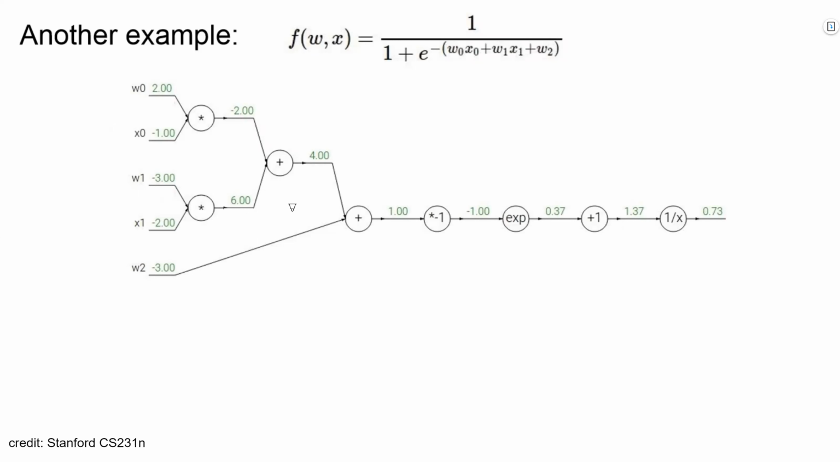Okay? And now, I'll stop this video and take some time and calculate the backward path on your own. And then check your answers with mine. The starting point here, df over df, is 1. It's always 1. It starts from 1. Okay? So take your time and calculate the gradients, backward path, and then check your answers with me later.